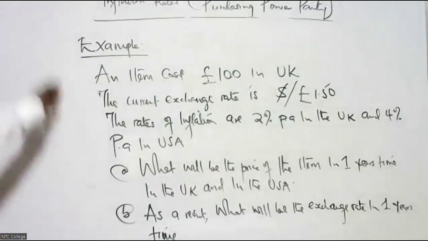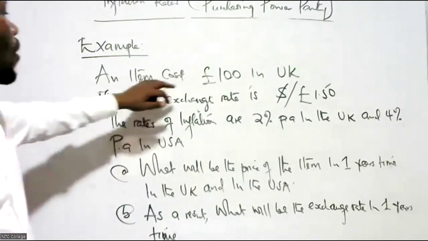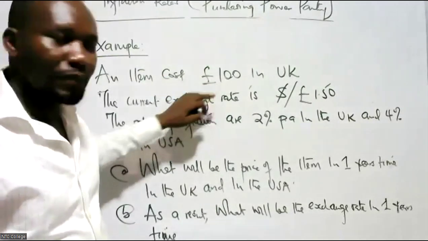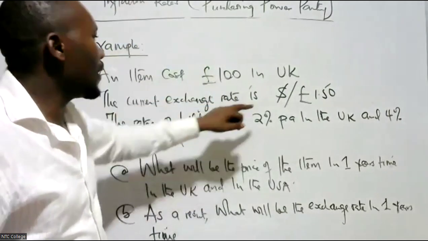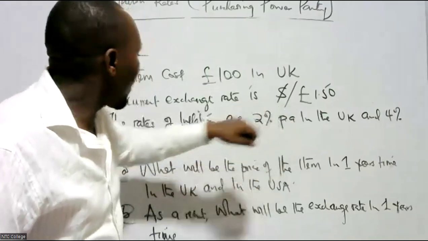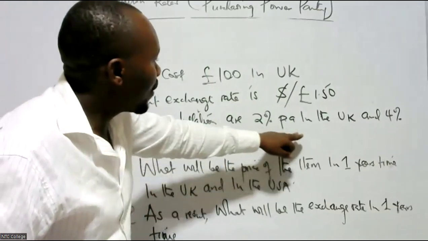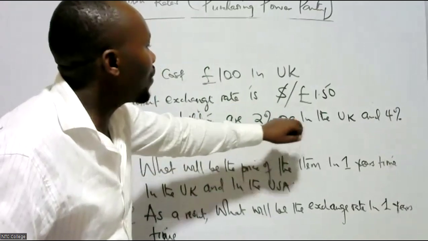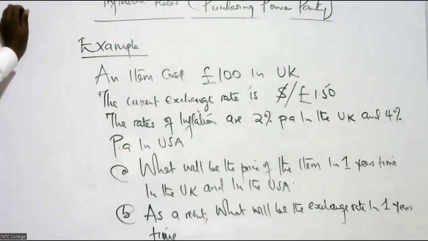So the first question is that they are saying that an item, now we are comparing purchasing power parity of two countries. An item currently costs 100 pounds in the UK. The current exchange rate between the pounds and US dollars is this one. The rates of inflation are given as follows: 2% per annum in the UK and 4% in the US. What will be the price of the item in 1 year's time?